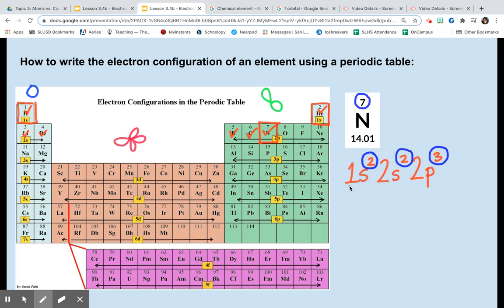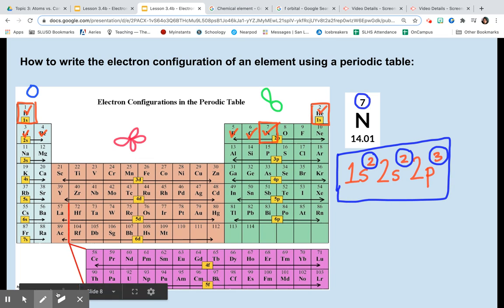And if I drew the Bohr model, I would have 2 electrons in the first ring and 5 electrons in the second ring, right? But now we just have the addition of these letters to describe how the electrons are moving, right? So this would be our electron configuration for nitrogen.